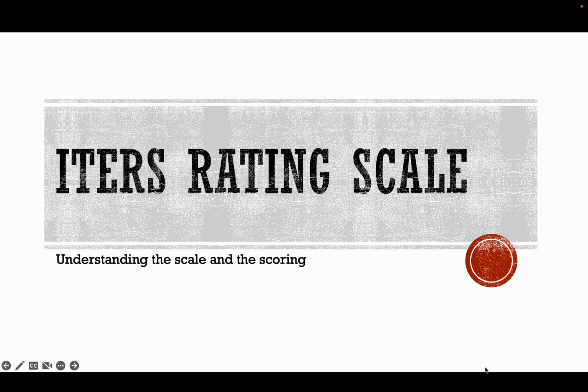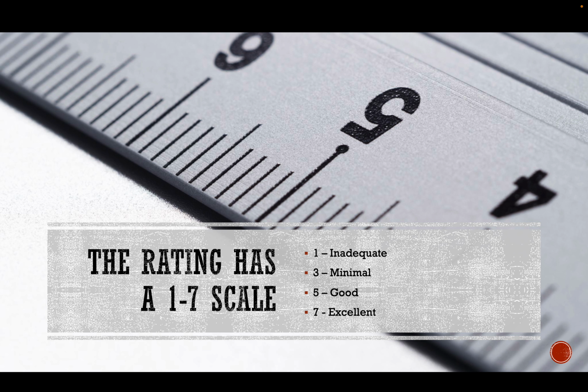The ITERS rating scale, understanding the scale and the scoring. Let's have a look. So the ITERS rating scale has a 1 to 7 scale. 1 is inadequate, 3 is minimal, 5 is good, and 7 is excellent. It is actually possible to score in between those as well. So it is possible to also score a 2, a 4, and a 6. But just 1, 3, 5, and 7 have descriptors allocated to them.